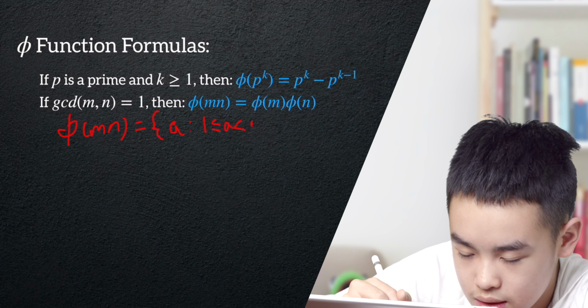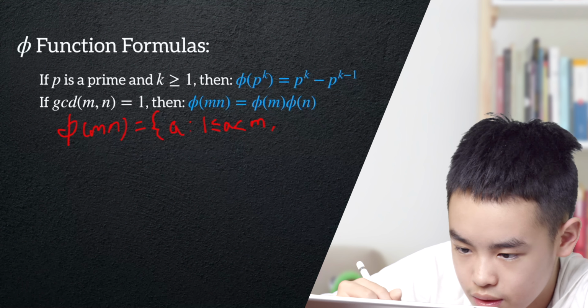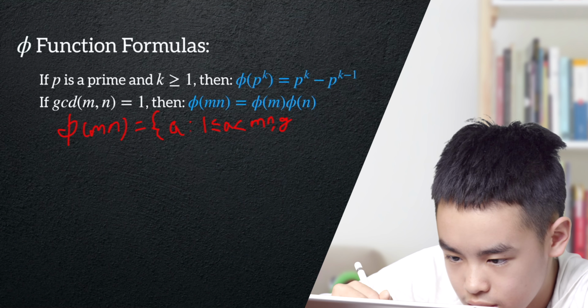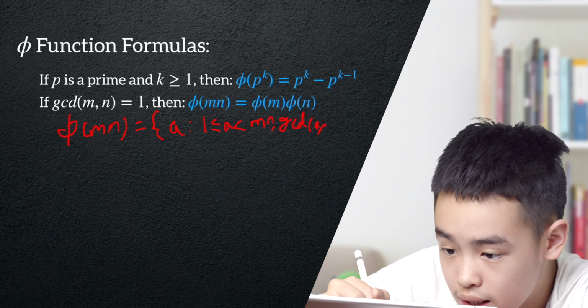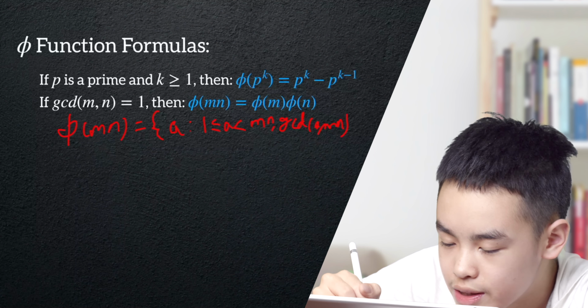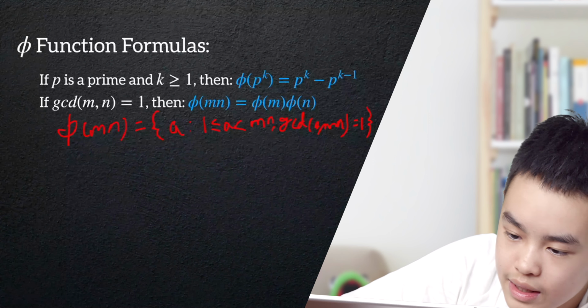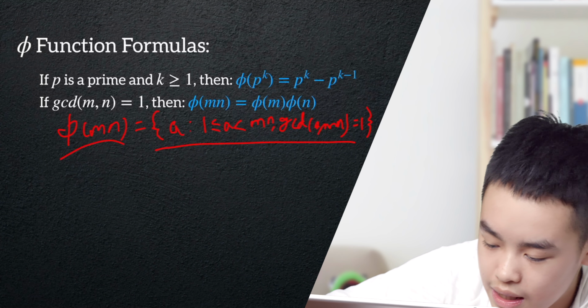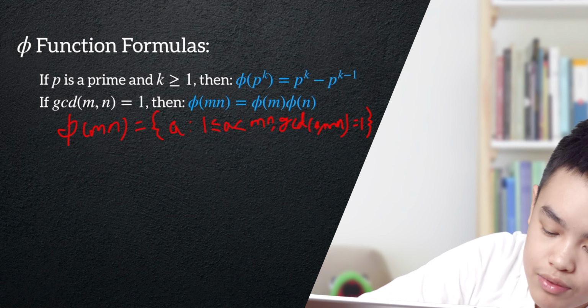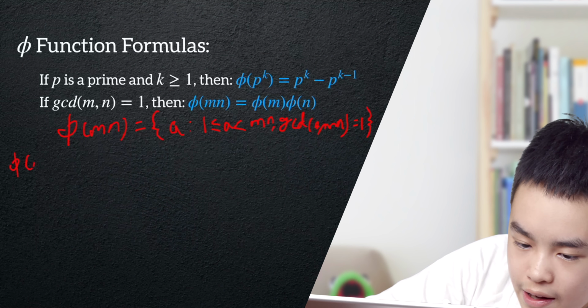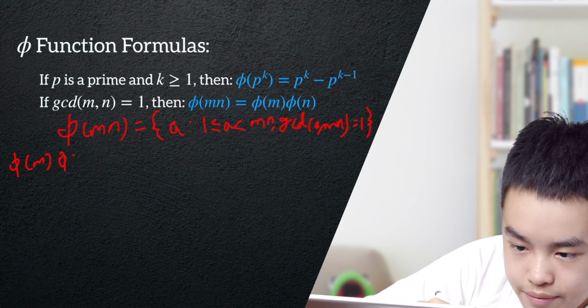Limitations. Mn, and they are relatively prime, and that's the end of the list. And this is just phi mn's definition. On to the second list, phi m times phi n.